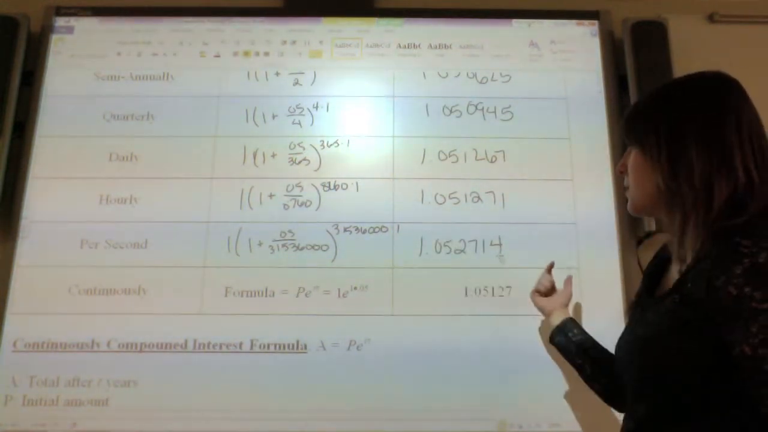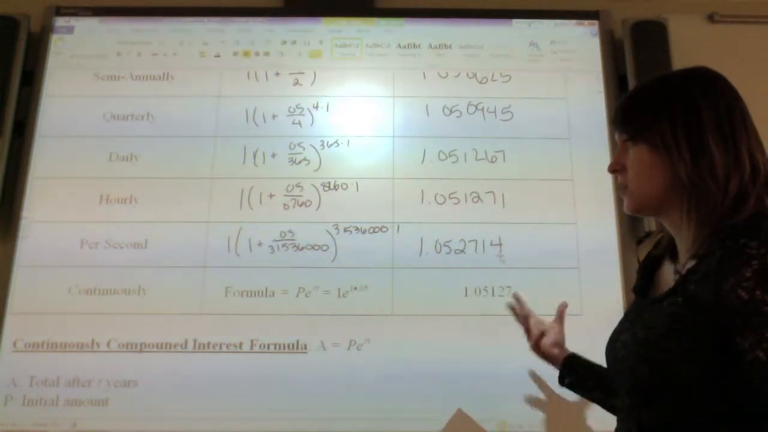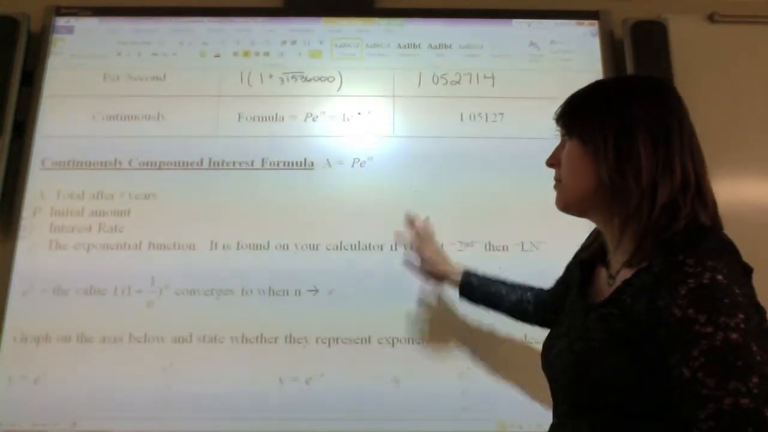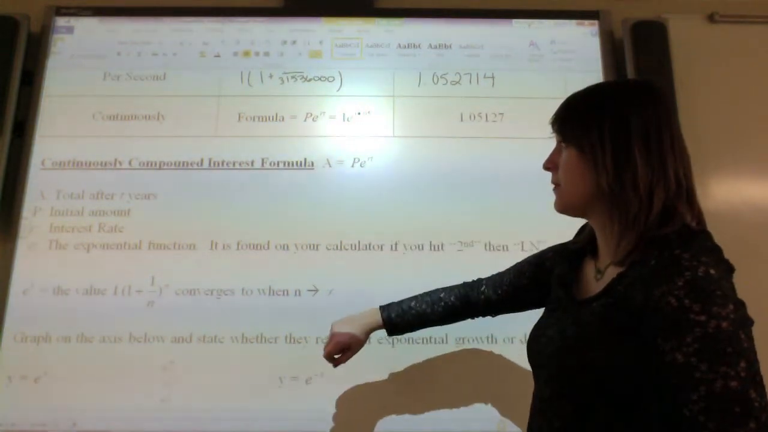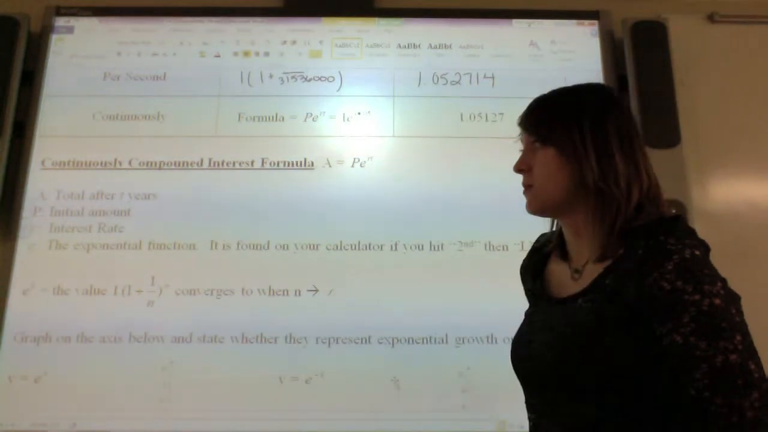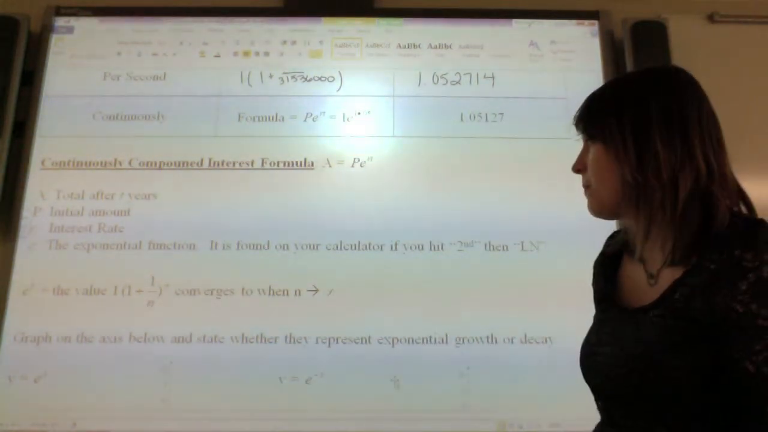So if I compound continuously, I can just skip finding out what I need to actually approach, and I can just use this formula instead. So this is my compound interest formula. A equals P E to the RT, where A is the amount that I earn, P is my principal, R is my interest rate, and T is the number of years. And you'll notice that this is an exponential function.